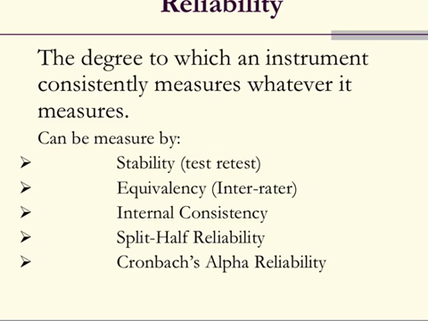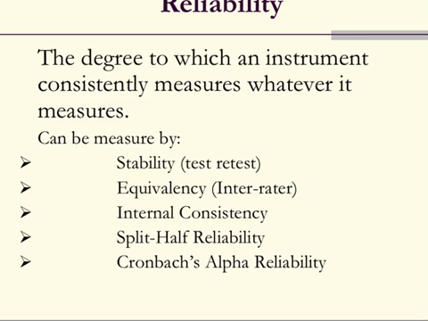So right here we have stability, which is test-retest, inter-rater equivalency, internal consistency, split-half reliability, and what we're going to be concentrating on for the rest of this talk, Cronbach's alpha reliability. Cronbach's alpha is generally found on a scale of 0 to 1. When you look at a computerized printout, a 0.5 Cronbach's alpha is just unacceptable. That's very weak reliability.